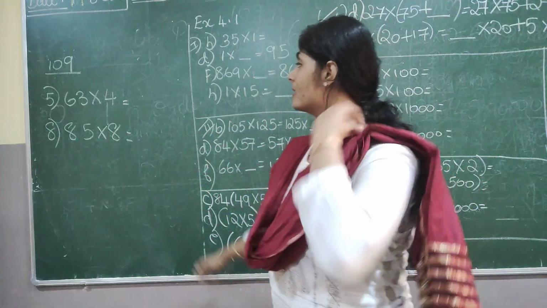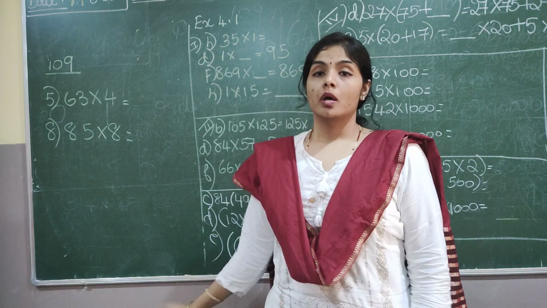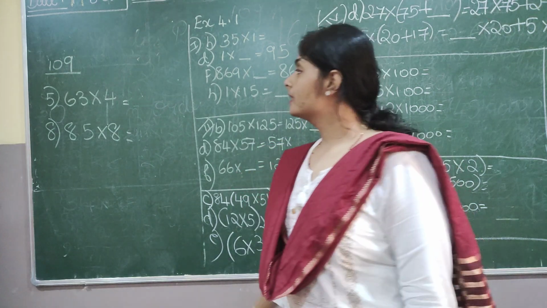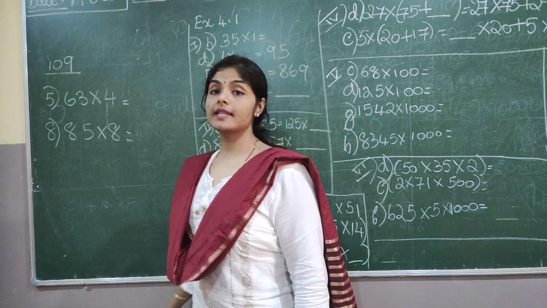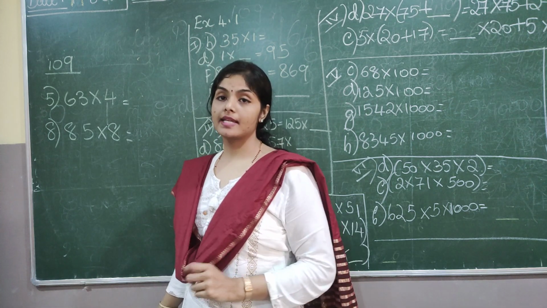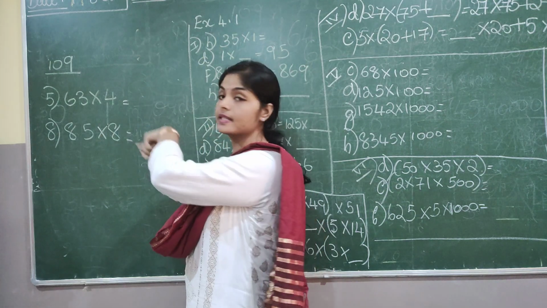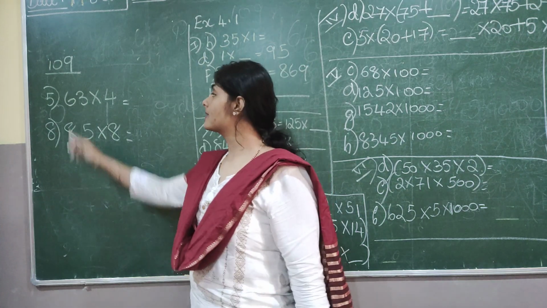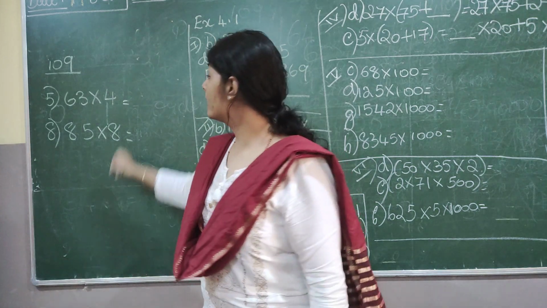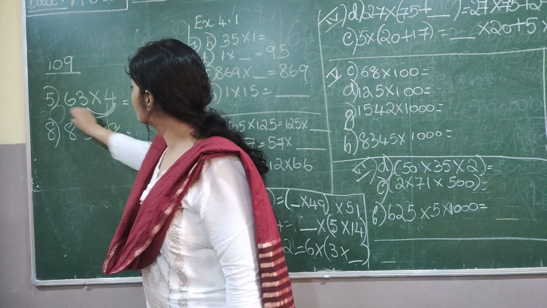Okay, children. So let's start working. Open page 109, the first page. In the first page they have given multiplication. We are going to work this out. Starting, you have 63 into 4. How will you multiply? 4 3s are, 4 6s are.